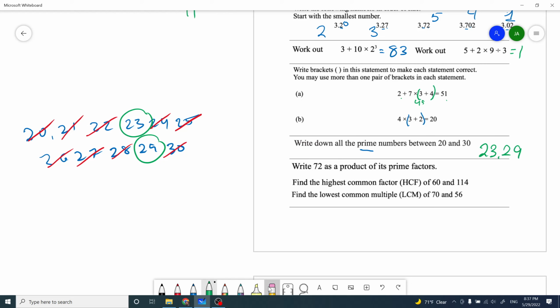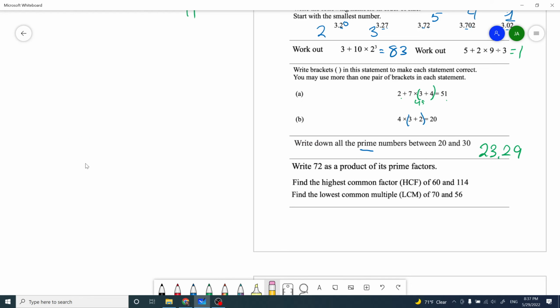Okay, I'm going to go ahead and erase this so we have some room to work over here. First, we're going to write 72 as a product of its prime factors. So to do this, we're going to start with a factor tree. So let's write 72 up here. We need to think, what times what makes 72? You can take a lot of things. You could take 6 times 12. You could take 8 times 9. I'm going to take 8 times 9 just because I like it.